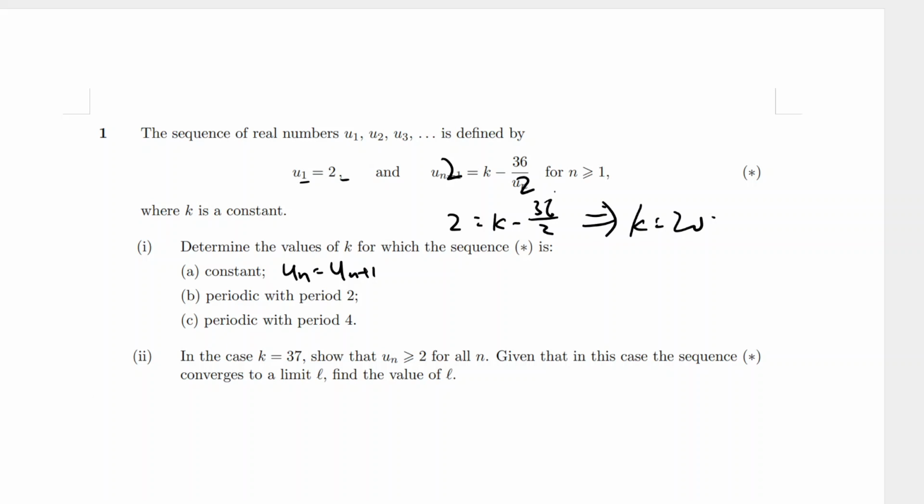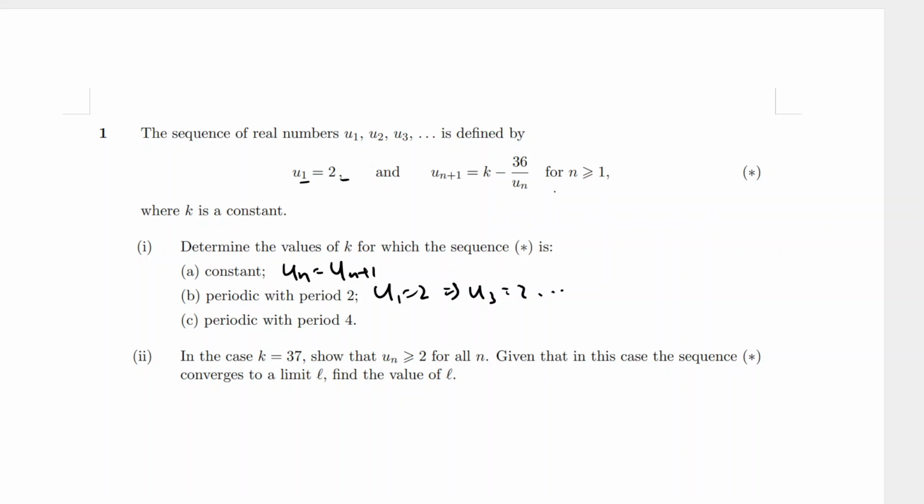Okay, now how about part B though? So part B is saying, how about if it's periodic with period 2? Okay, what does that mean? So I'm saying that u1 equals 2 and u3 equals 2 and so on, right? All the odd number terms equal 2. And, well, what is u2? Well, I don't know. That's the thing. I have to make it happen.